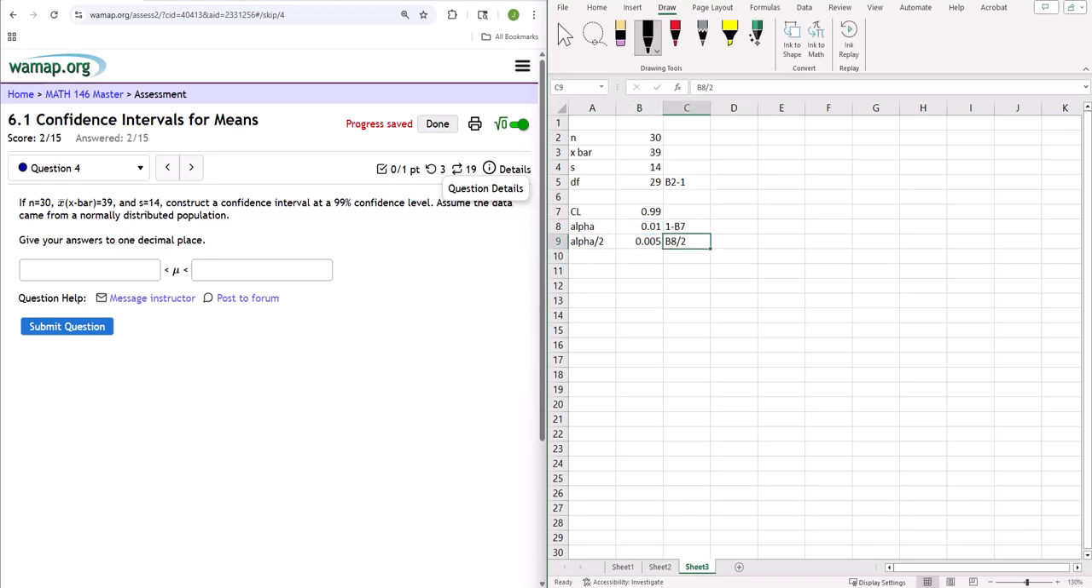Now, if I draw a little picture here, I've got this guy, here's 0. Somewhere over here, this is going to have an area of 0.005. And so this is my T alpha over 2, or my critical value.